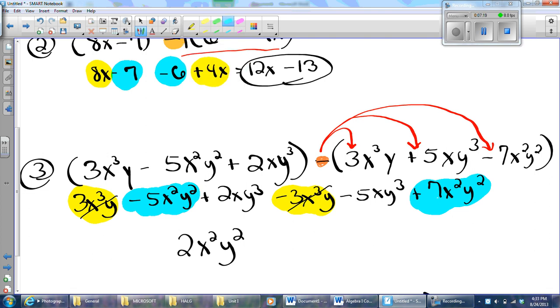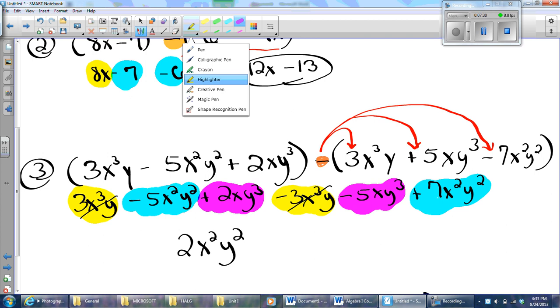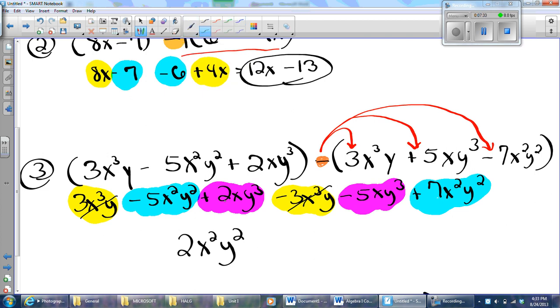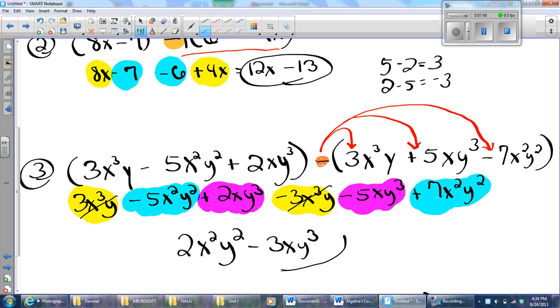So, and then I have a 2xy cubed minus a 5xy cubed. And we shall have 2 minus 5. Well, 5 minus 2 is 3. 2 minus 5 must be negative 3 because I'm using the inverse operations for all of them. So minus 3xy cubed. And there is your answer.